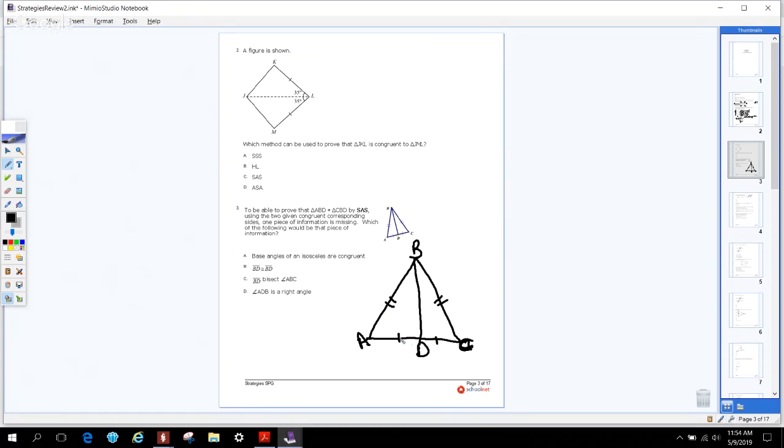Now, most of us, if we were proving this, would immediately think BD is congruent to BD by the reflexive property. But this is what makes it tricky. You have to pay attention to the notes. It wants you to prove it, but you have to prove it doing side angle side.